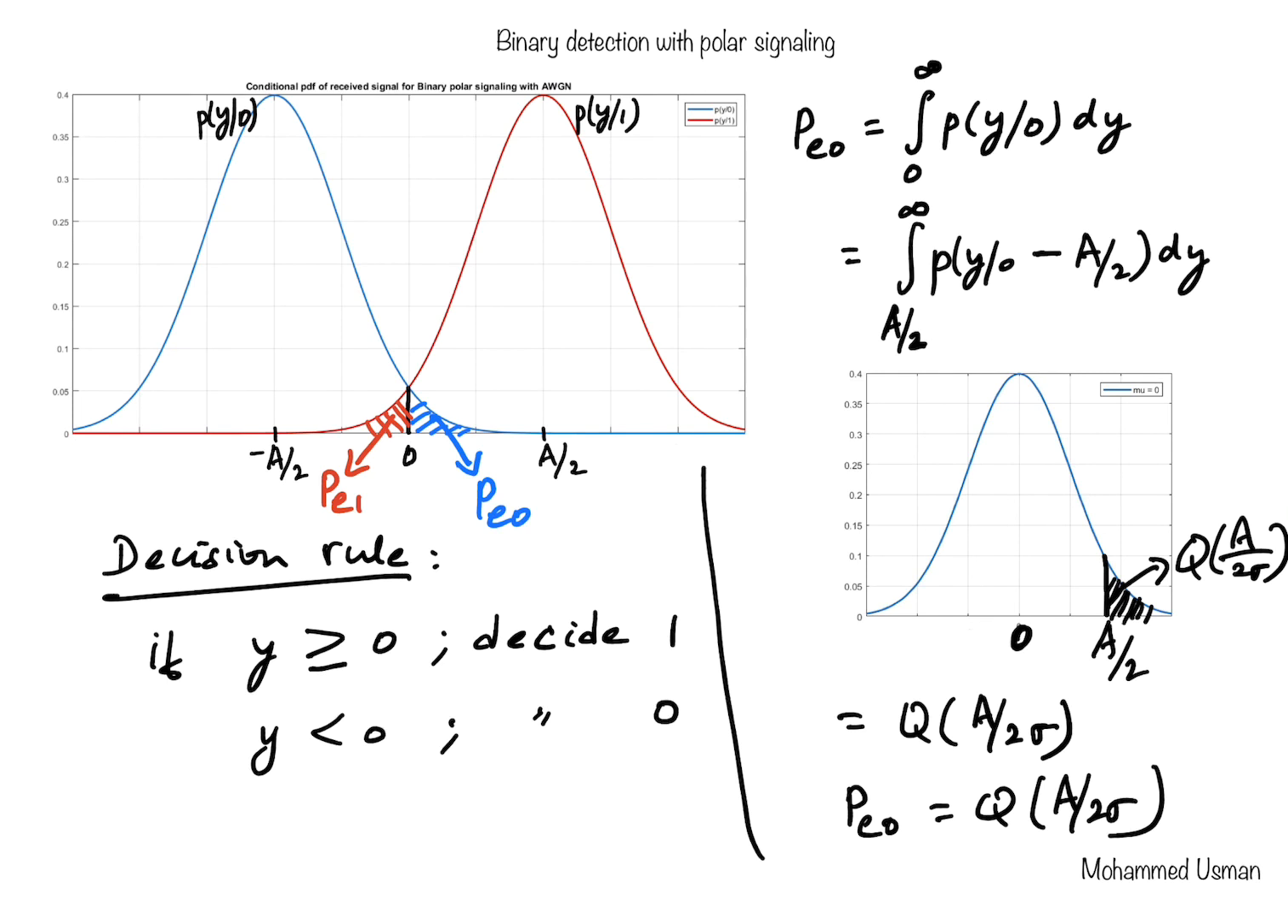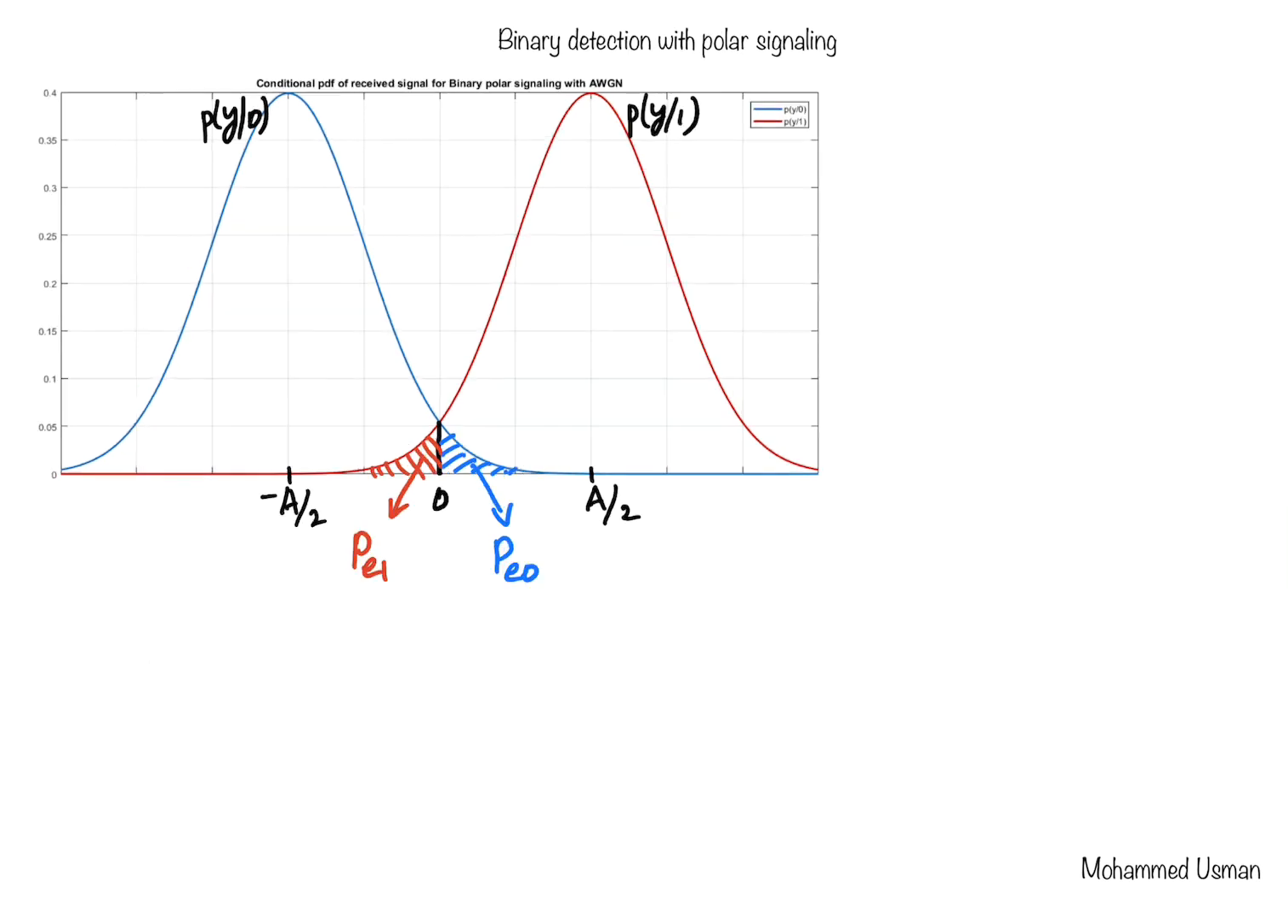Similarly, we will compute the error probability when 1 is transmitted. So the error probability when bit 1 is transmitted is PE1, that is the area under the conditional PDF when a 1 is transmitted to the left of the threshold, which is this red area here. Again, we notice that it is not centered on 0. The red PDF is centered on plus a by 2, and to be able to write this as the Q function, we need to shift it to the left by a by 2 so that this red PDF becomes centered on 0.